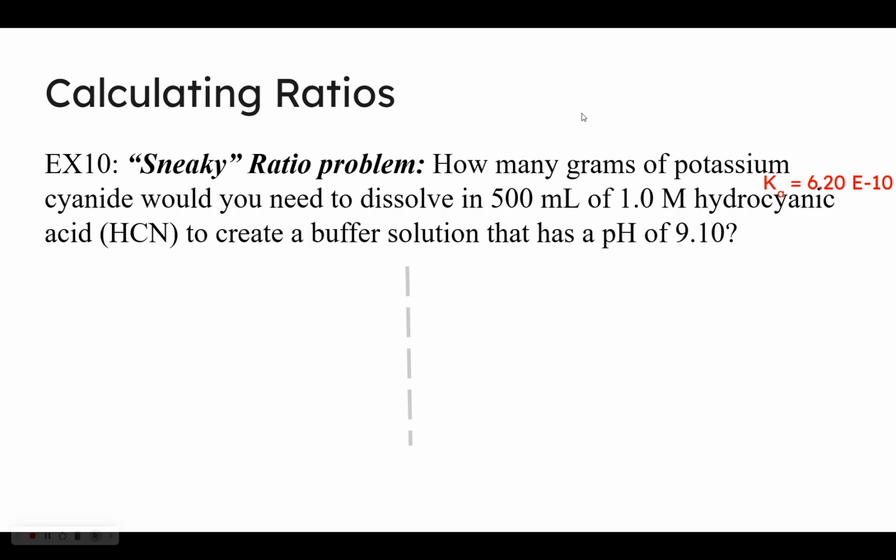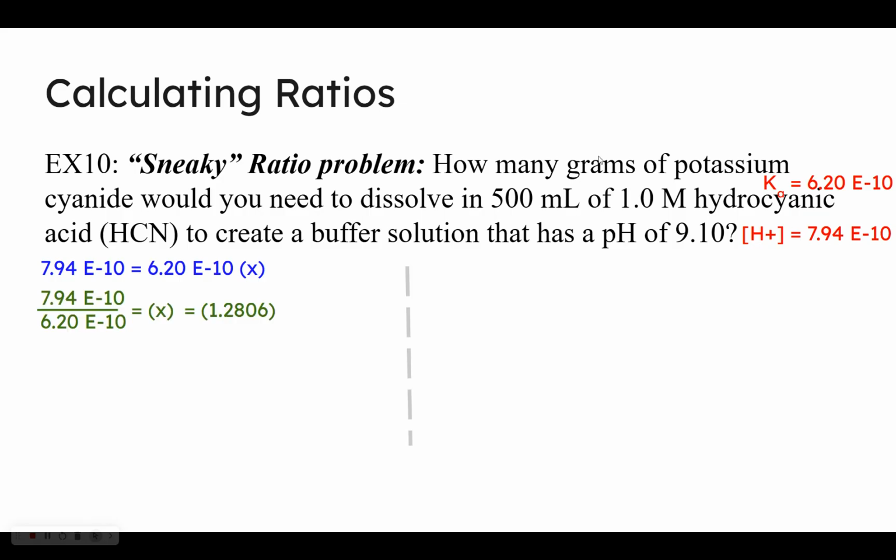So if we start this process off the same way again, finding our Ka and our H+ value from our given values here in the problem, we can set that up with our H+ equation, saying H+ equals Ka times our ratio. Divide in order to find our ratio is 1.28. And then at this point, we would need to, this 0.05 number, I didn't actually show my work very well for. This is the amount of the acid that they told us about in the problem.